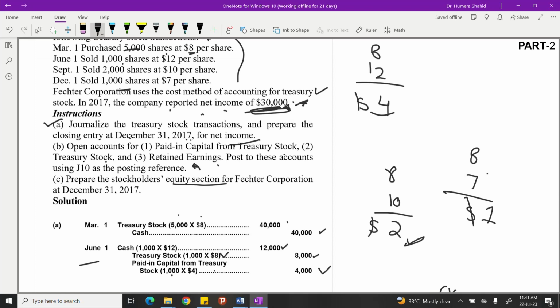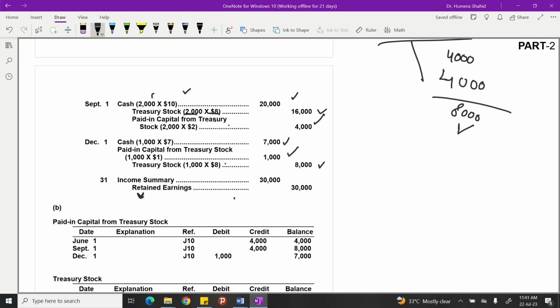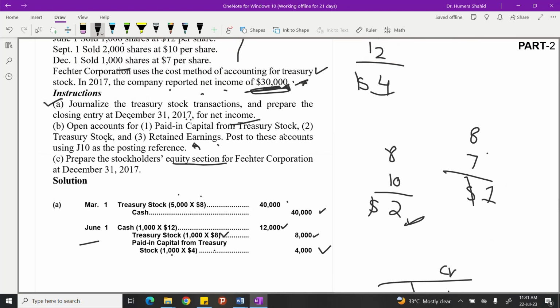So income summary account gets debit and retained earnings gets credit. We did it in our assignment 1. So income summary gets debit and retained earnings gets credit. Now, part B, they say open accounts for paid in capital from treasury stock, and retained earnings.